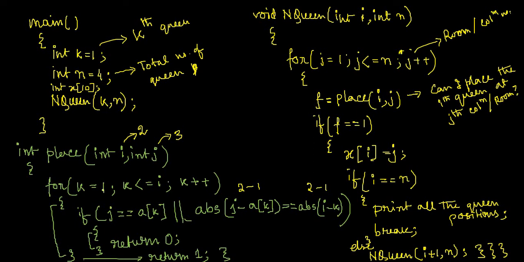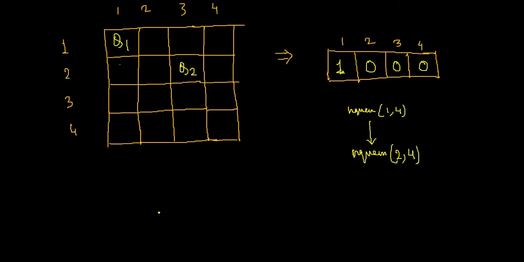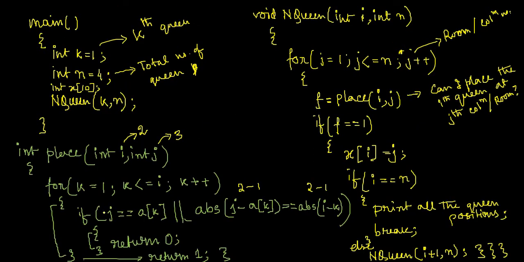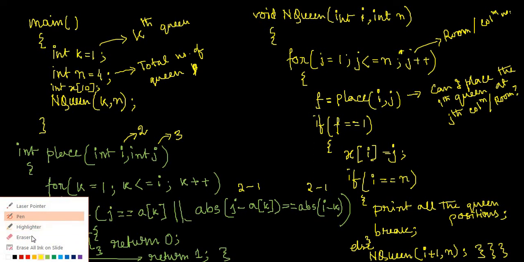k equal to 1, obviously with the first queen it will check. j equal to what? Now j equal to 3. So 3 equal to a of 1. a of 1 means 1. Okay, not possible. They are not same. Even in this side, here, j is equal to 2. That is fine.